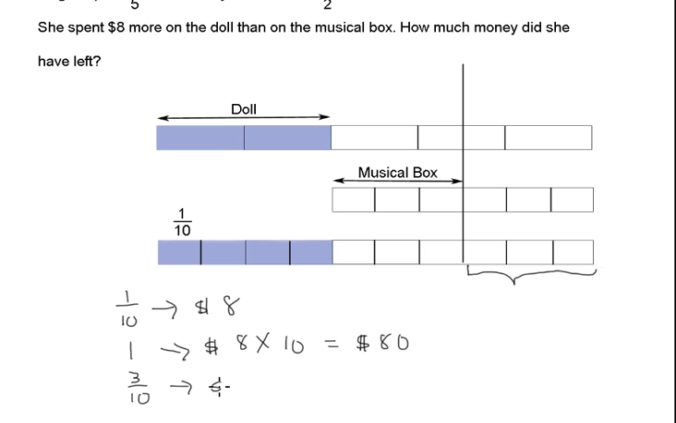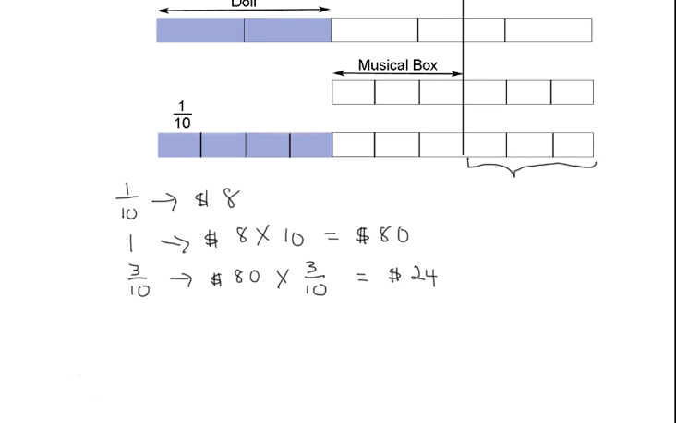And this is equivalent to 80 times 3/10, which equals 80 divided by 10 is 8, and 8 times 3 is 24. 24. This is the answer, but you might want to write a sentence, right? Amount of money left is equal to $24.